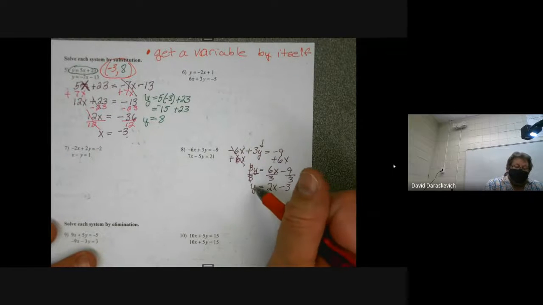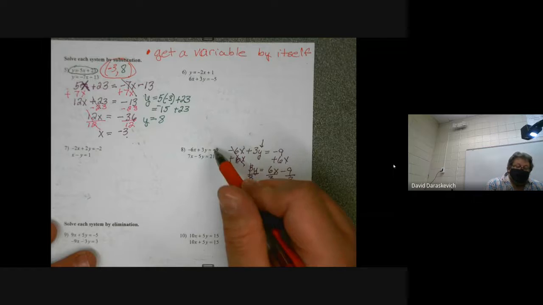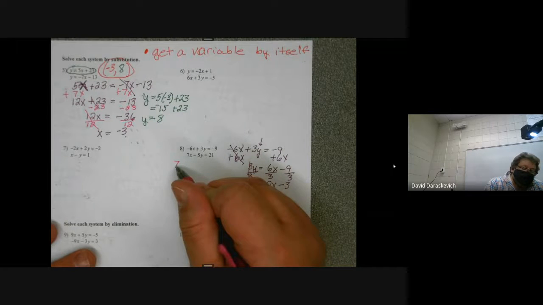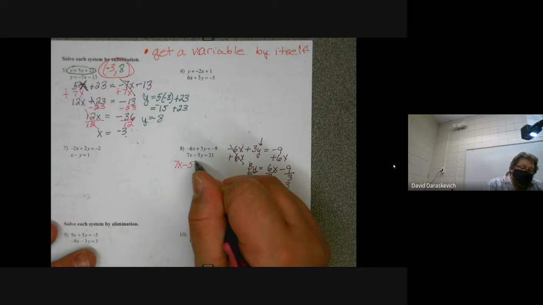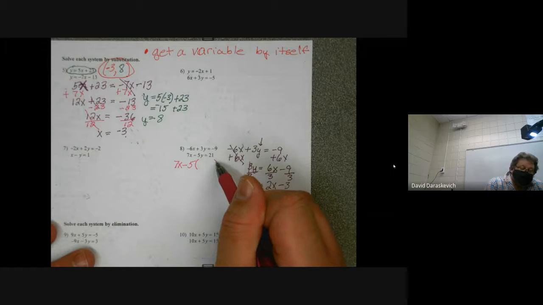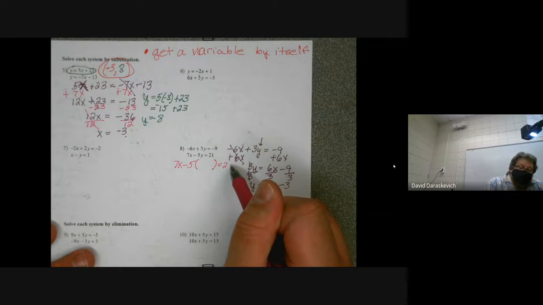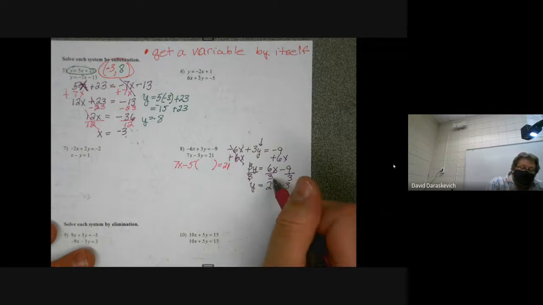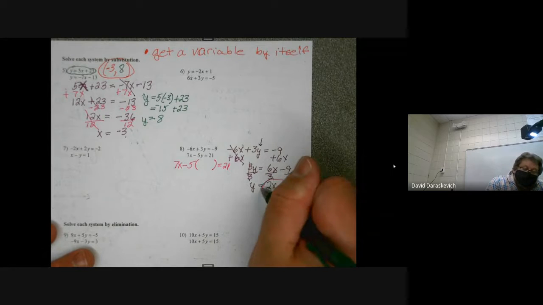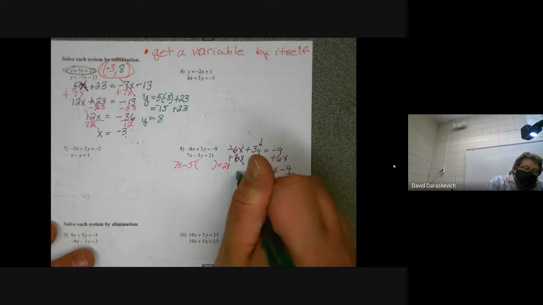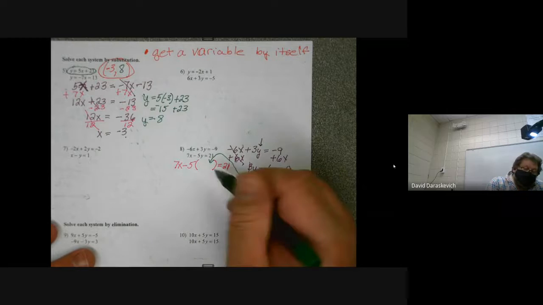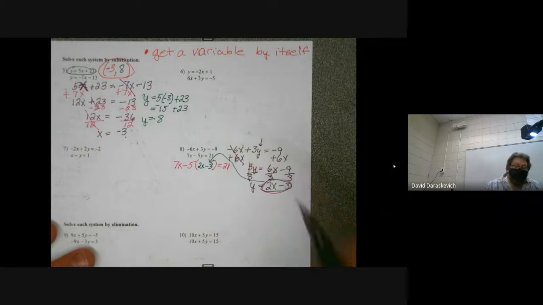Okay, so I have a variable solved for this equation. But what I need to do is take the other equation, 7x minus 5y. I know what y is. So I'm going to substitute in what I know, what y equals. And that's 2x minus 3. I'm going to substitute that in for my y. Okay. 2x minus 3. Now I'm going to solve for x.